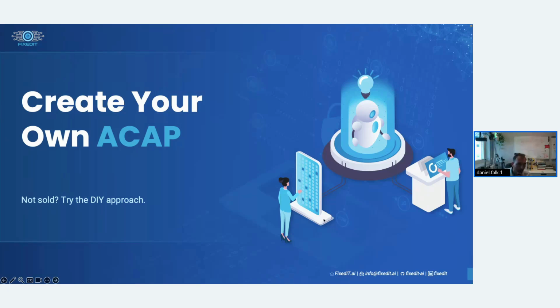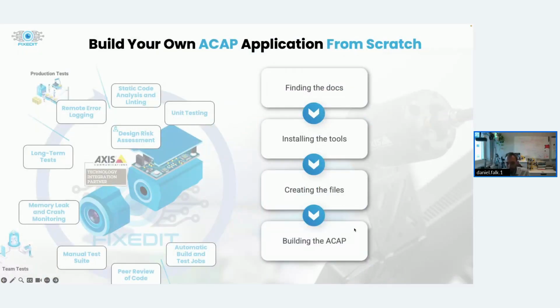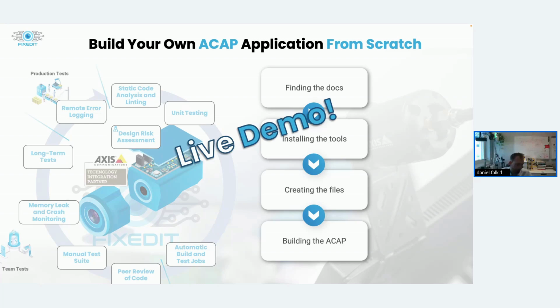So let's dive into how we create our own ACAP application. The process is actually quite simple, and it's not a lot of tools you need, so it's super easy to get started. Essentially what you need to do is find the right documentation, install the tools that you need, create the files for the application, build the application, and you're up and running. So it sounds like something you can do in 5 minutes, and with a few minutes over the time already, let's make this a very quick demo.